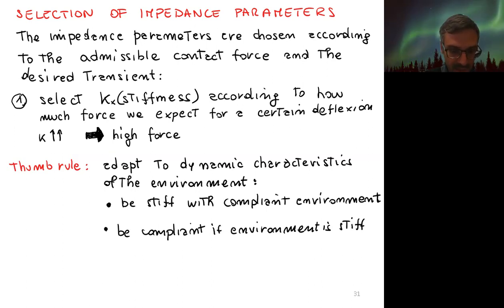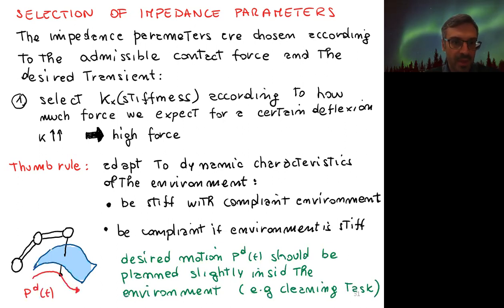The extreme case is whenever the robot is in free motion, in which the environment is infinitely compliant, and therefore you achieve the highest stiffness because you want the highest positioning accuracy.